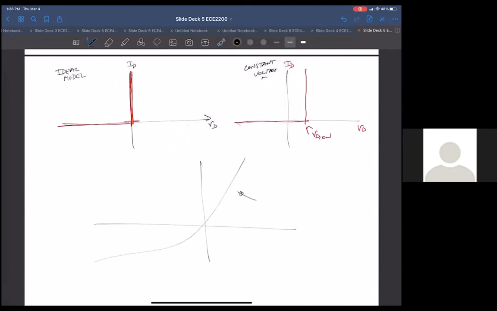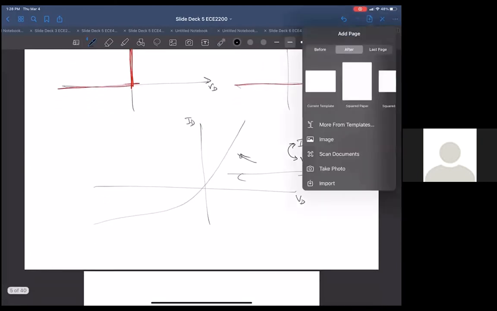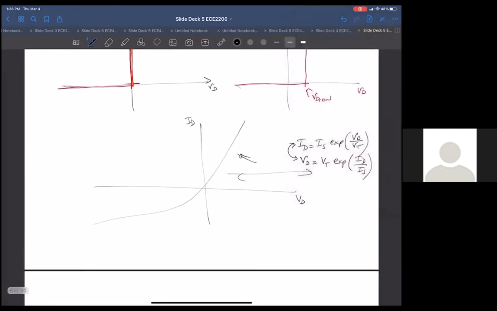Which is V sub D, I sub D, and this had this equation: I_D is I_S exponential of V_D over V_T. Or you can look at it another way; these are the same equations, I'm just writing it in terms of voltage versus current. So V_D is V_T natural log of I_D over I_S. So basically that's what you're left with. Let's try to use that to solve the same problem.